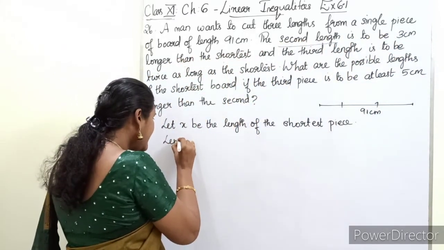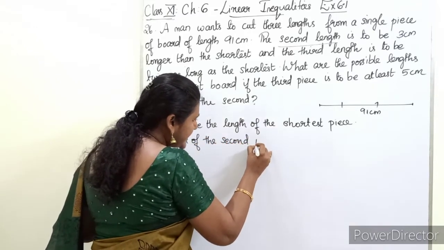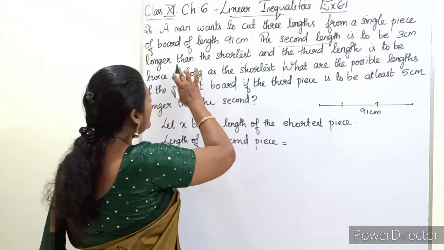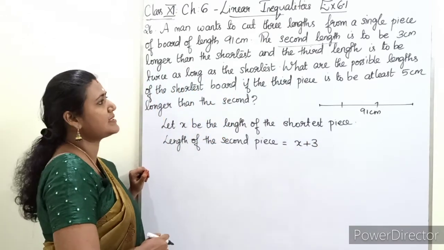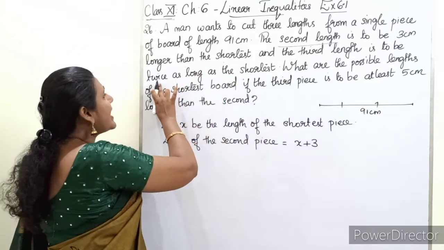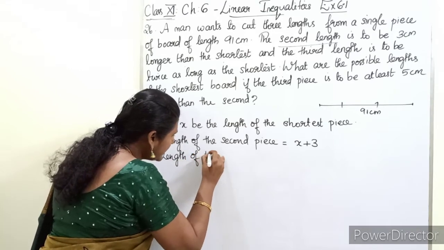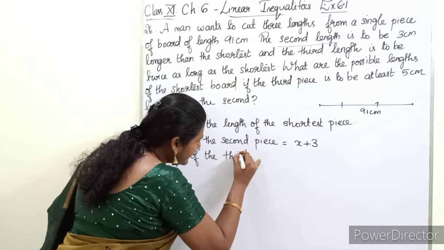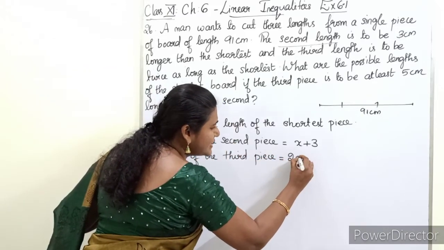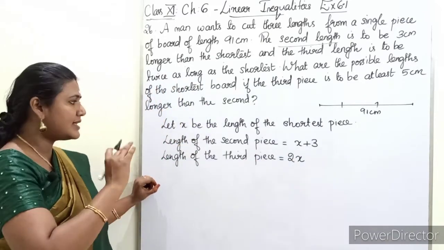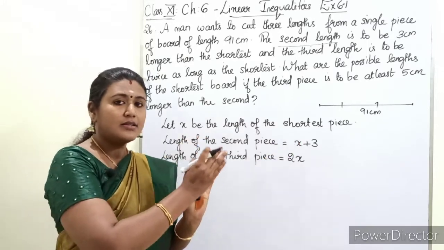So the length of the second piece is 3 centimeters longer than the shortest, that is x plus 3. And the third length is twice as long as the shortest, so the length of the third piece is 2x. So we got the lengths of the 3 pieces: x, x plus 3 and 2x.